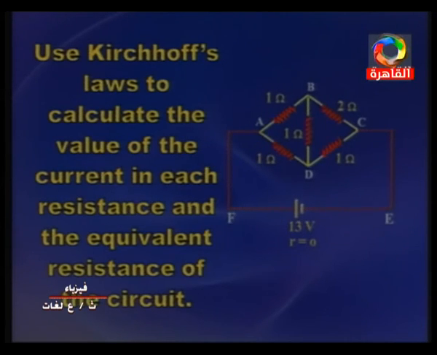It's high time now to solve a problem. Use Kirchhoff's laws to calculate the value of the current in each resistance and the equivalent resistance of the circuit. The circuit is shown in front of you. Talking about the current in the circuit, let the main current, the current passing through the battery, be equal to X plus Y. This current at junction A divides into X and Y.